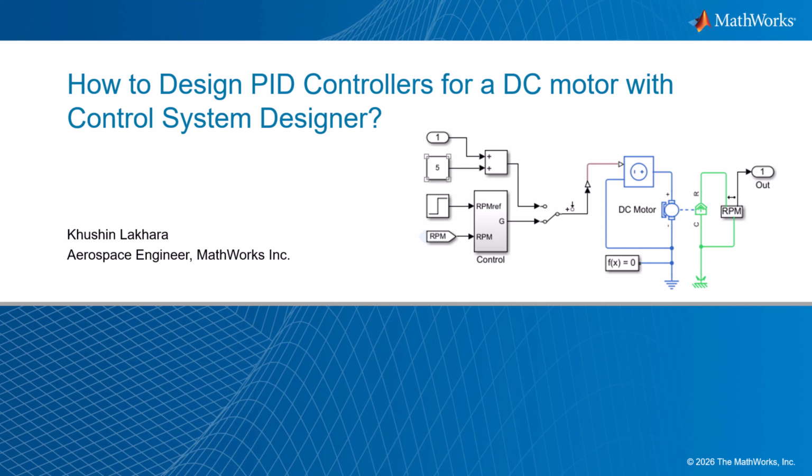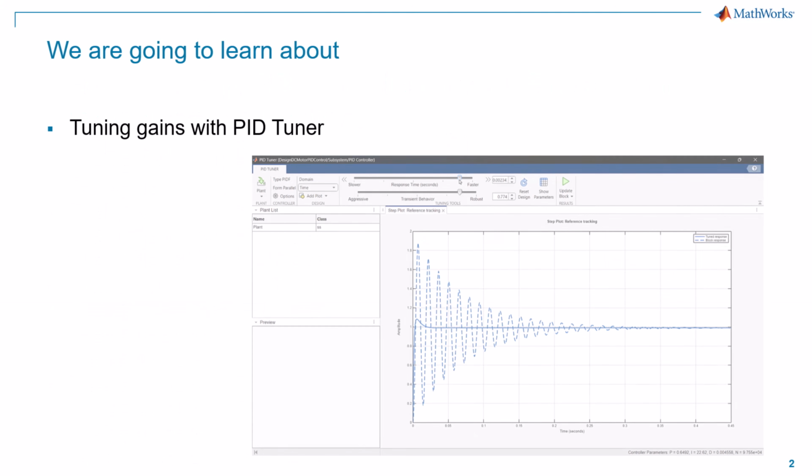How do you get a DC motor to hold exactly the speed you want? One of the most popular approaches is PID control. In this video, you will learn how to design a PID controller using MATLAB and Simulink. We will start with the PID Tuner app for quick results.